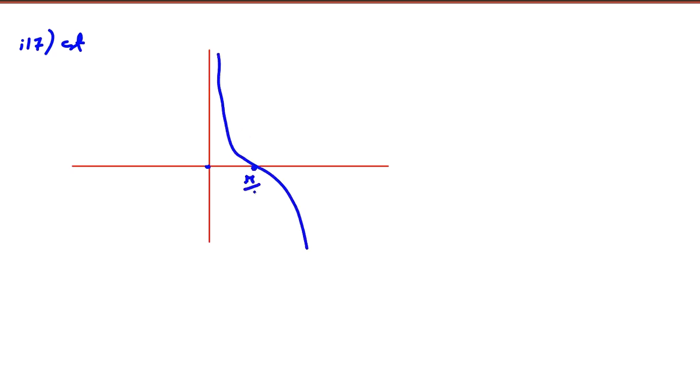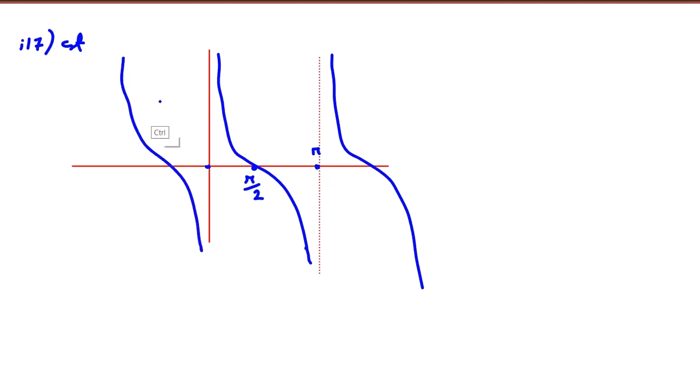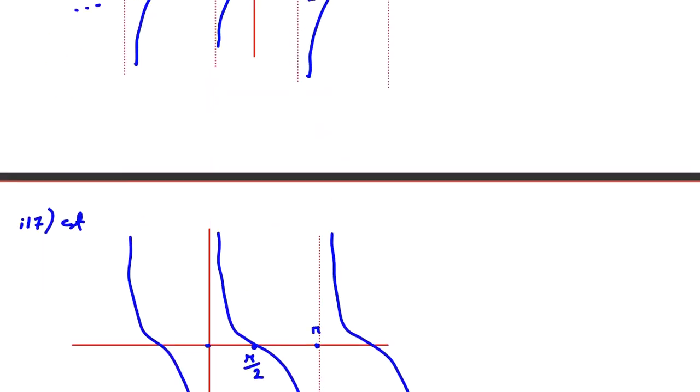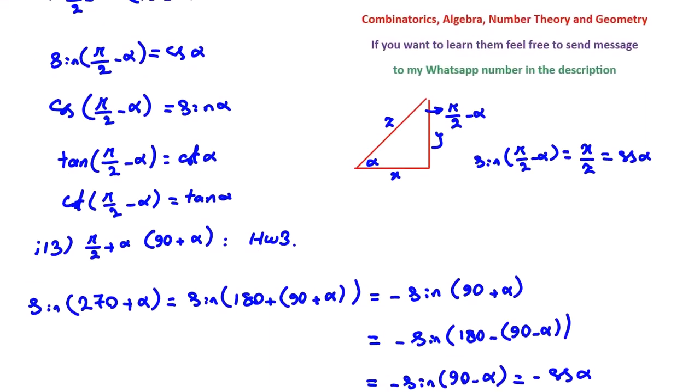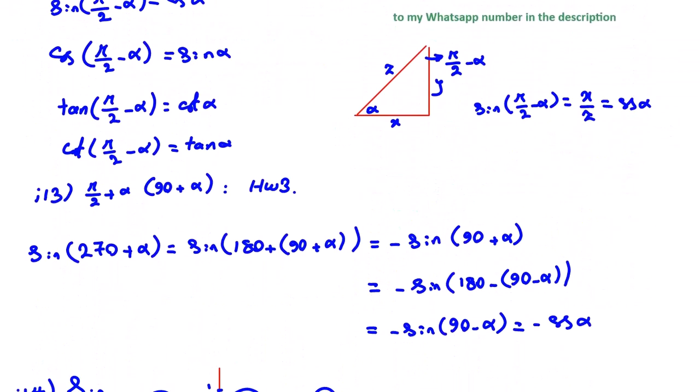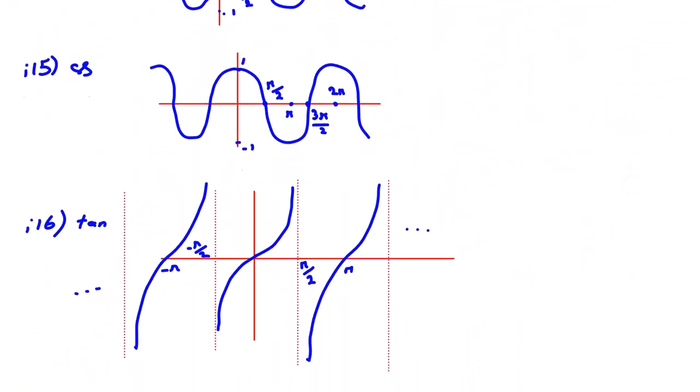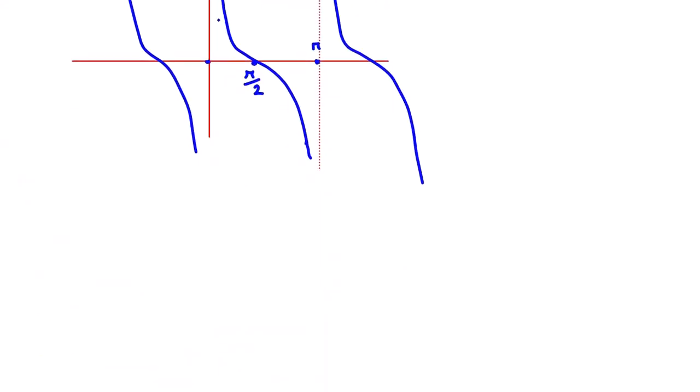At pi over 2 it is 0, and then at pi it will be negative infinity. Okay, and this part is an asymptote. And it will be repeated. The period is pi. Again, we have the same thing, like this. These are asymptotes. Okay, they are cotangent, tangent. Again, in some AMC problems, we need these graphs. Okay, so ideas 12, 13, 14, 15, 16, 17.